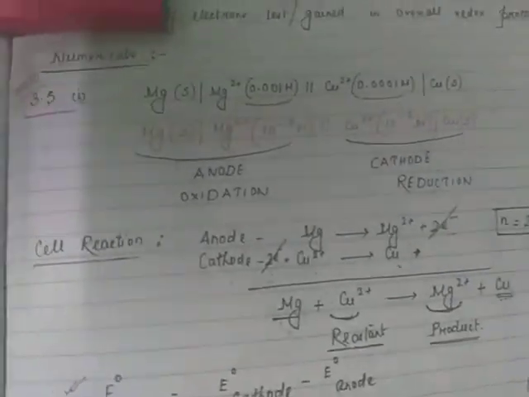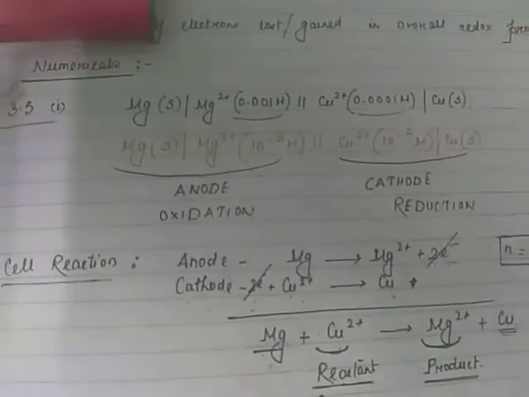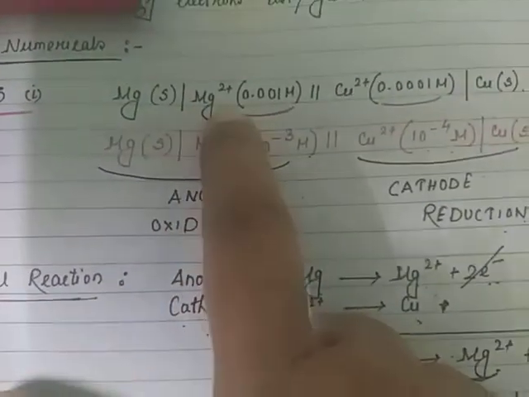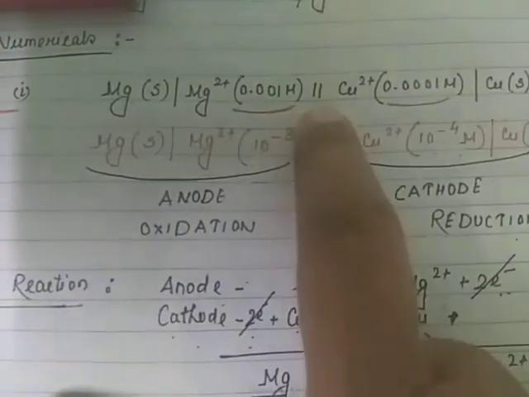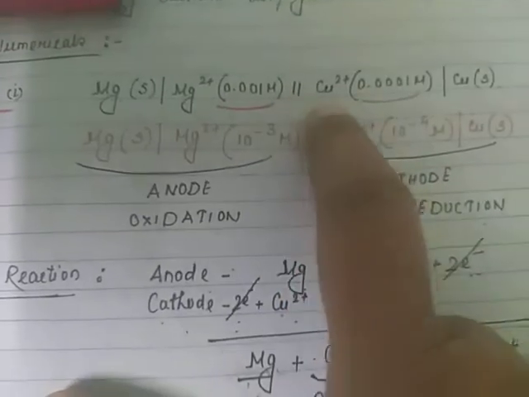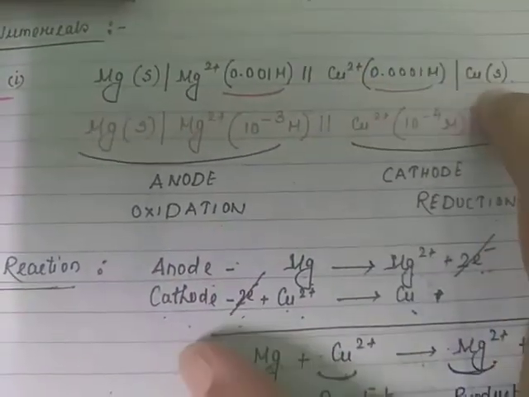Let's come to the numericals of the Nernst equation. Your 3.5 NCERT numerical is given as magnesium solid, phase change, Mg2 plus with the concentration given. The double vertical line stands for the salt bridge. Then copper ion, concentration given, and copper solid.